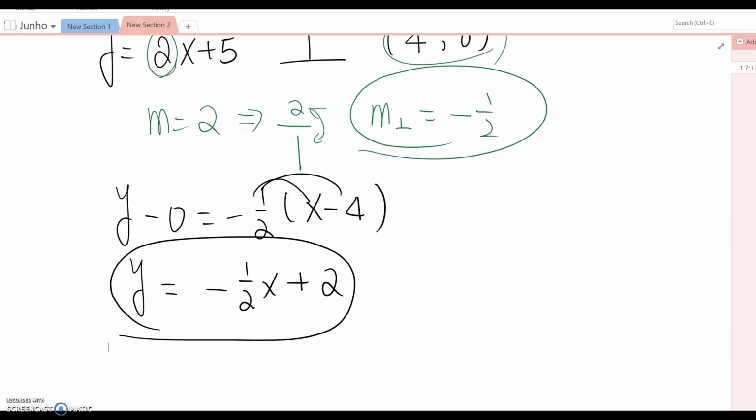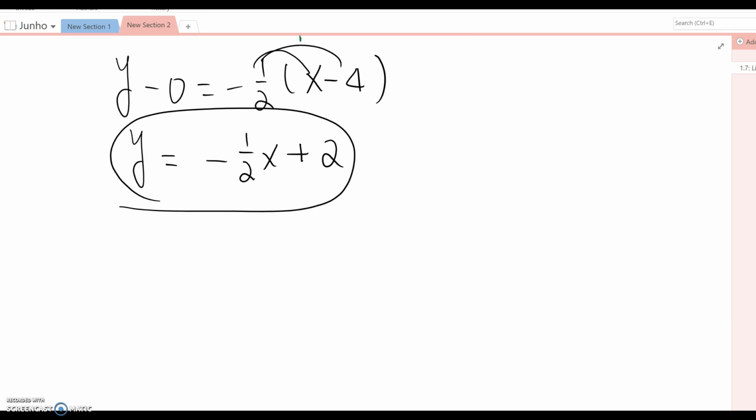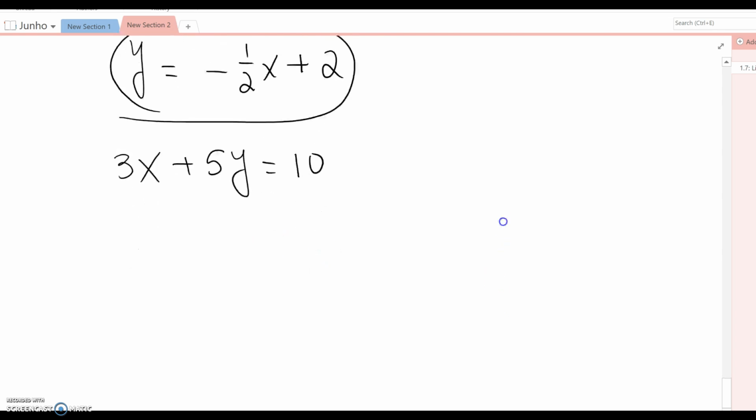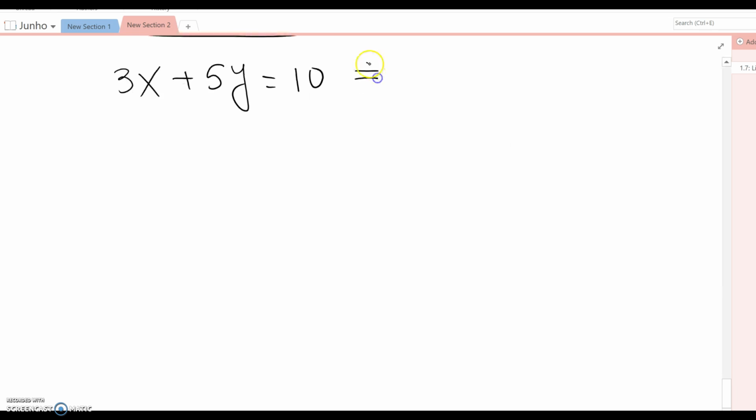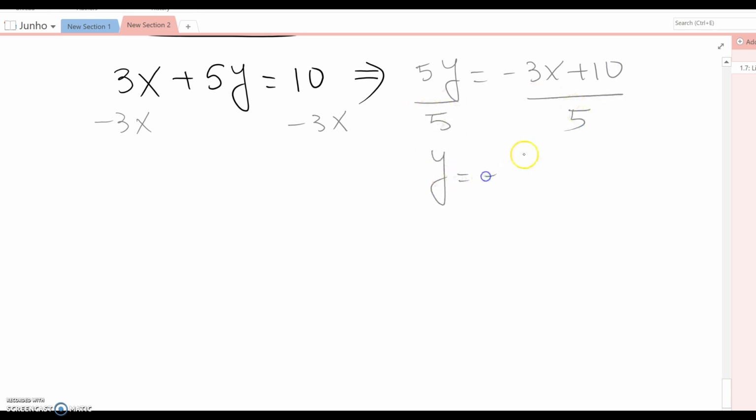Okay, then what about when the equation is given in standard form, such as 3x plus 5y equal to 10. Okay, then same thing, now you need to solve for y so that we can find the slope. Then this becomes minus 3x on both sides, so 5y equal to negative 3x plus 10, and divided by 5, so y equal to negative 3 over 5 x plus 2.